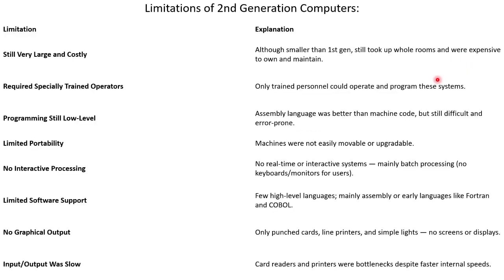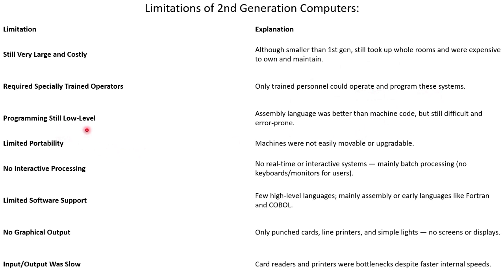Moving forward, we have the limitations of second generation computers. Limitations: they were still very large and costly. Although smaller than the first generation, they still took up whole rooms and were very expensive to own and maintain. They required specially trained operators. Only trained personnel could operate and program the system, not even for personal use.